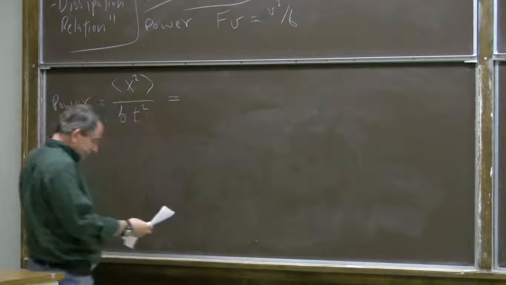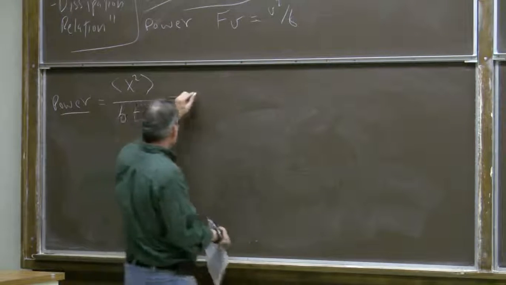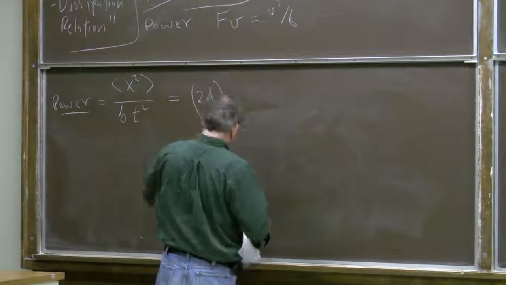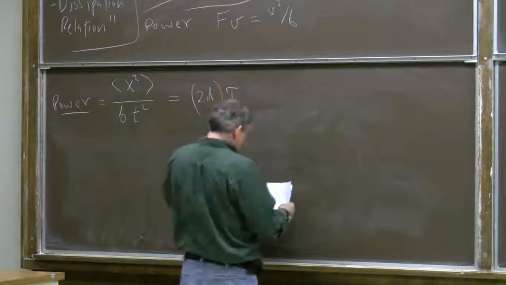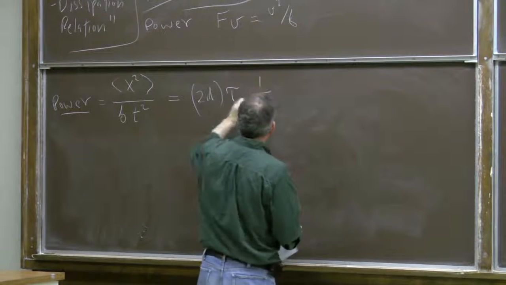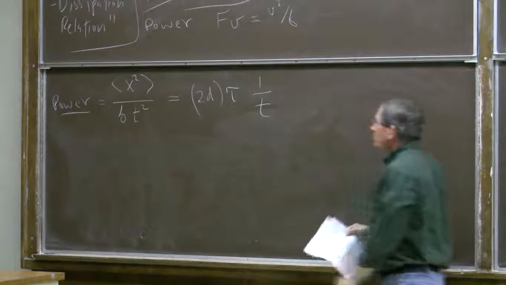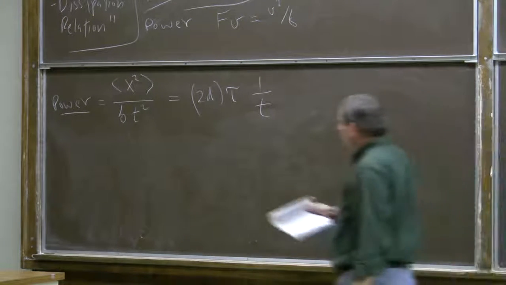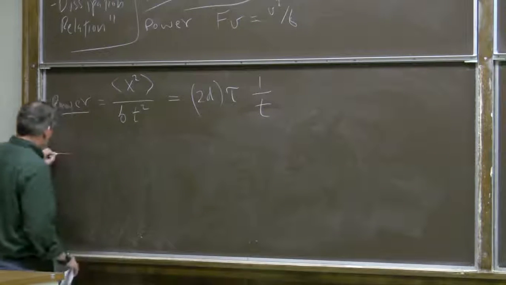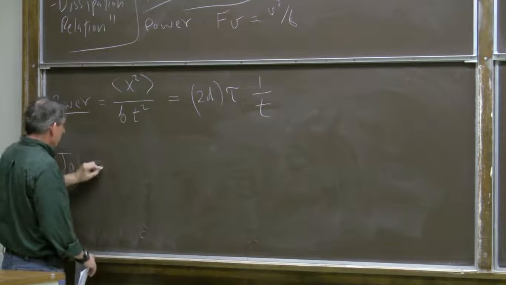And it's, well, in d spatial dimensions, it would actually be equal to 2d times the temperature times 1 over t. So you can think of t as the characteristic time over which you're watching the motion of the particle, and the 1 over t is kind of like a frequency thing. So this is analogous to the case of Johnson noise.